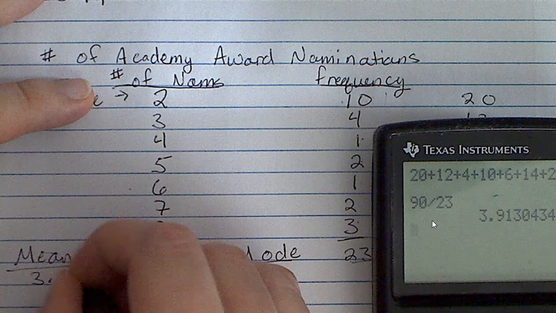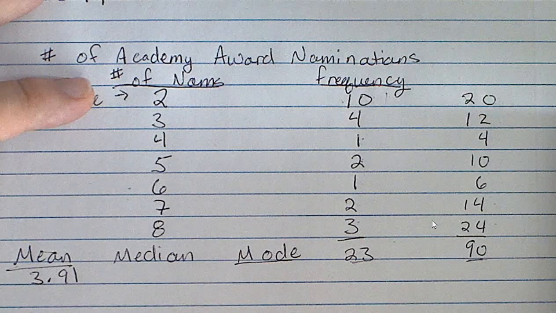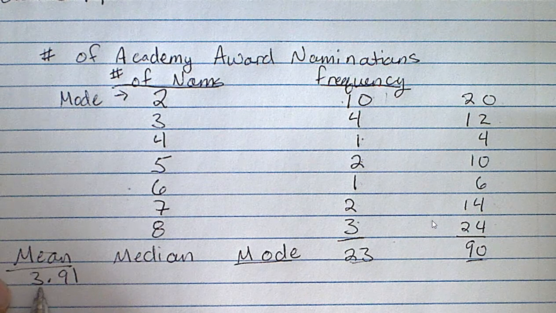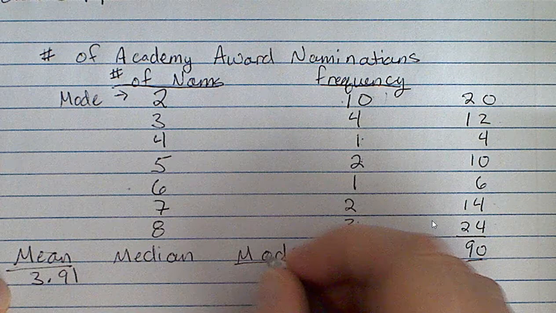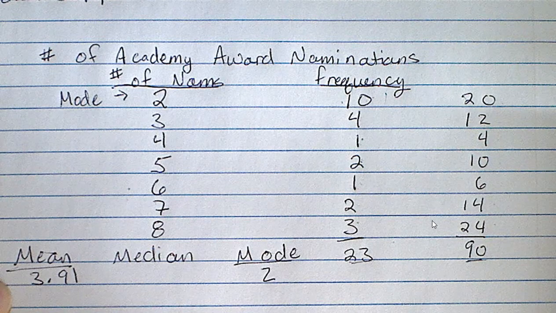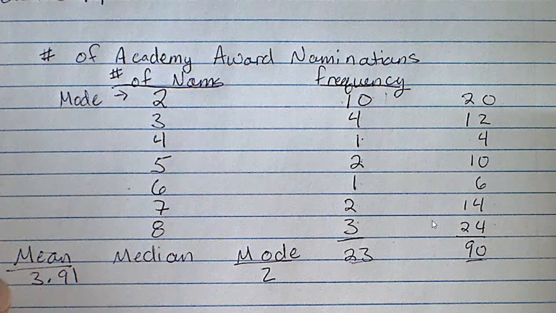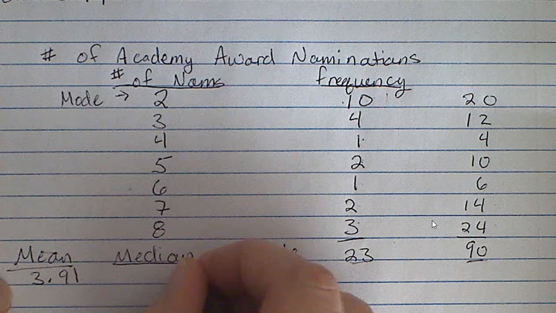3.91. That means that the average number of Oscar nominations, or Academy Award nominations, in this year was 3.91. The mode is 2. The most frequently occurring is 2. Now let's talk about how you would find the median.